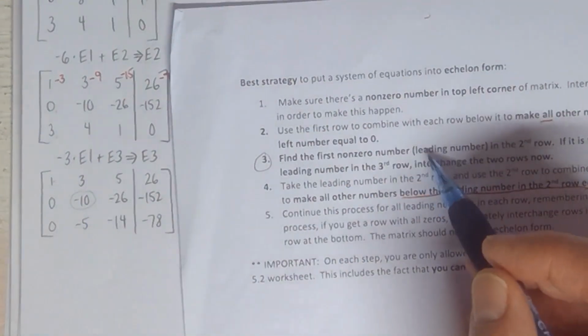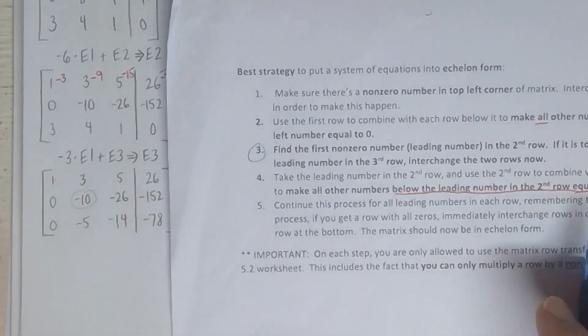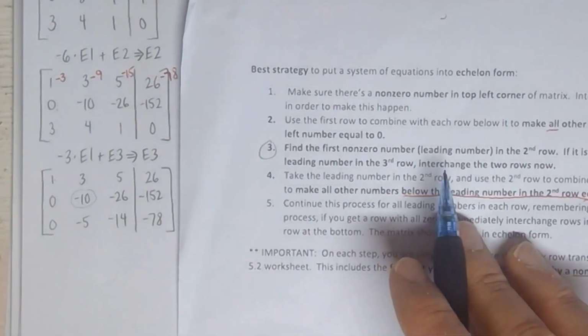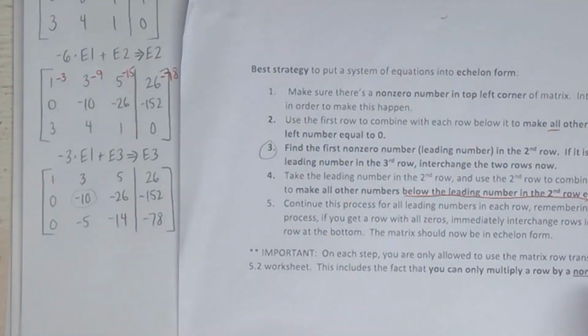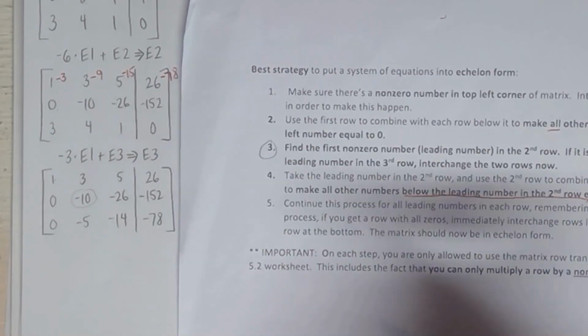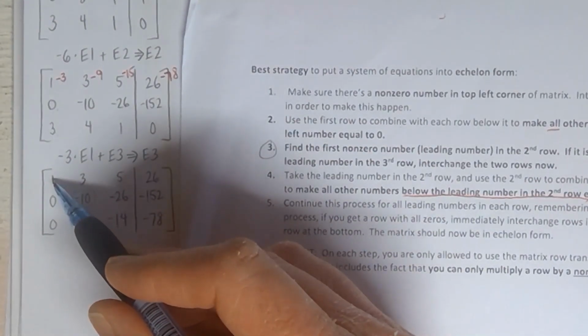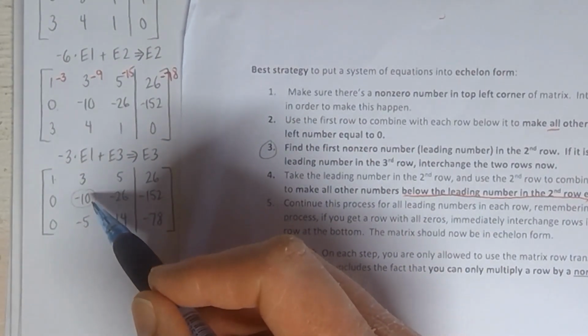We call that the leading number. The leading number in each row is the first non-zero number in each row. You'll hear me say those words, leading number, a lot here. So 1 is the leading number in the first row. -10 is the leading number in the second row.